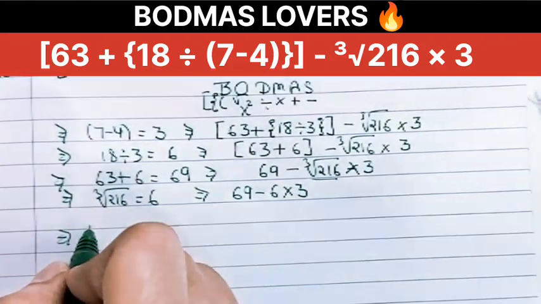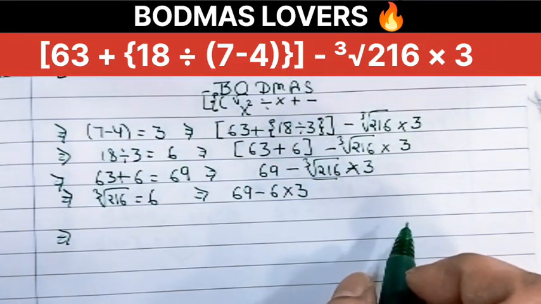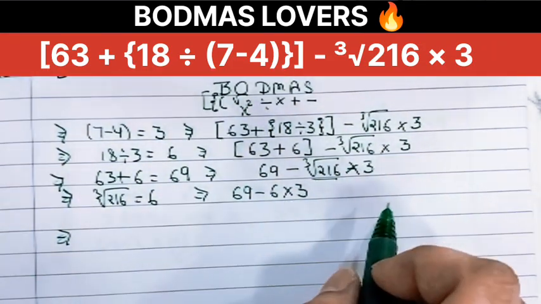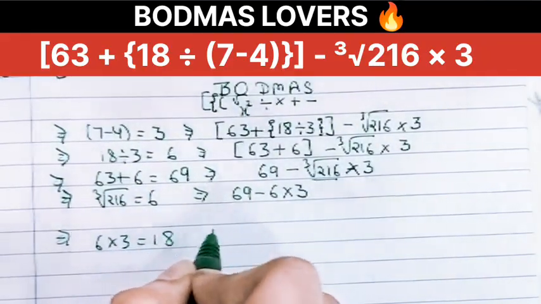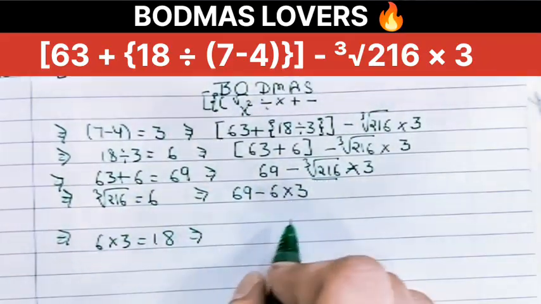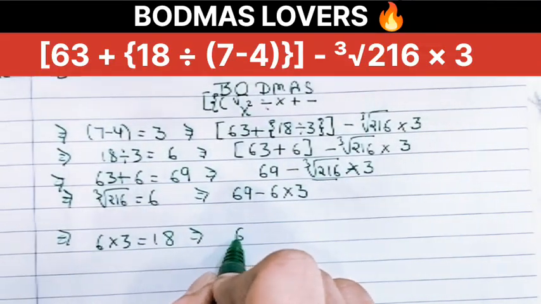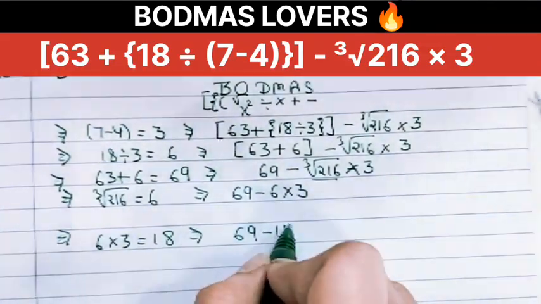Now finally we perform multiplication first, because multiplication has a higher priority than subtraction, and now 6 multiplied by 3 we get 18, and according to this the multiplication operation is complete. Now the current expression becomes 69 minus 18.